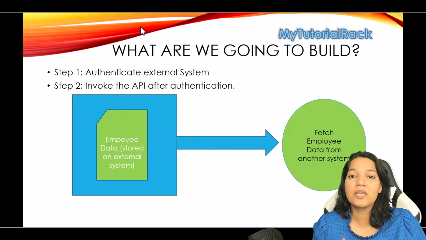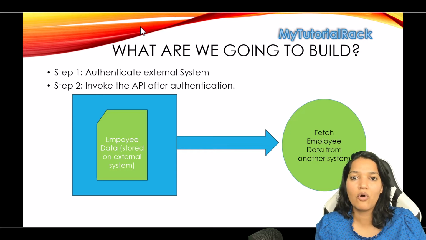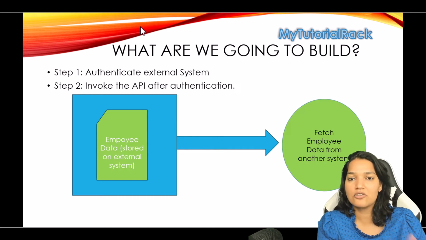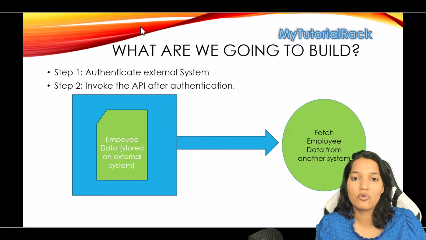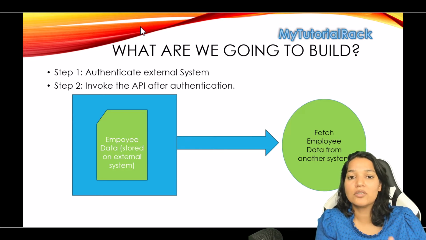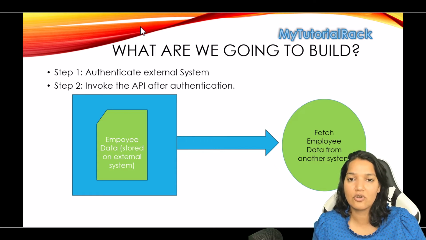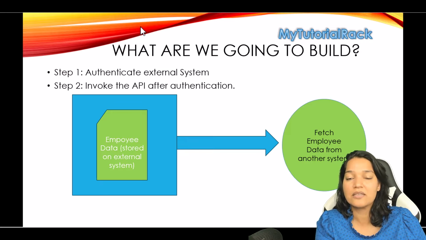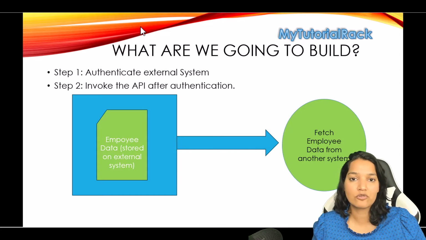I'm mimicking a real life scenario here. That org does not have to be Salesforce. It can be another system, it can be a Java application, it can be anything, but just assume it is another Salesforce org, and that org has all your employee HR data. In the second org, I am going to provide an employee number, and based on that, I want the callout to happen, and it should fetch all the necessary details of that employee from this other system and display them in my Salesforce org.